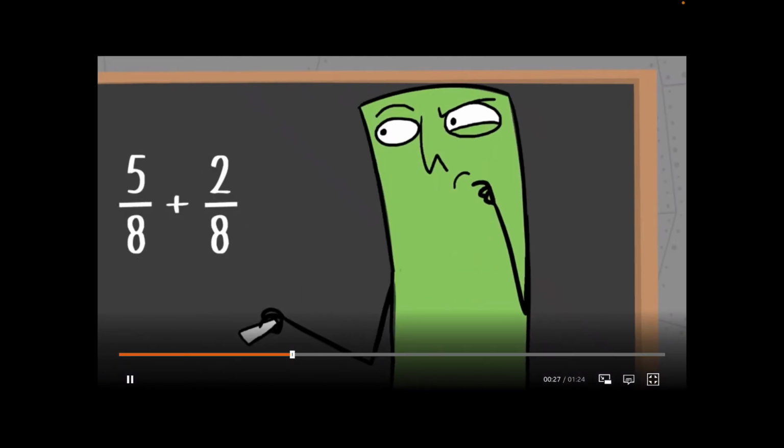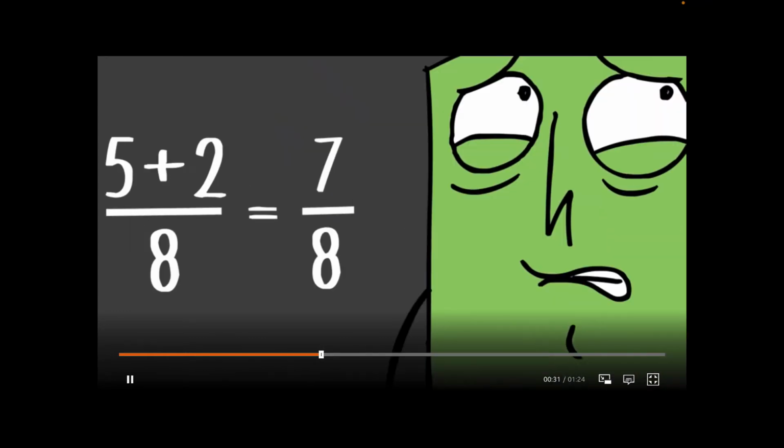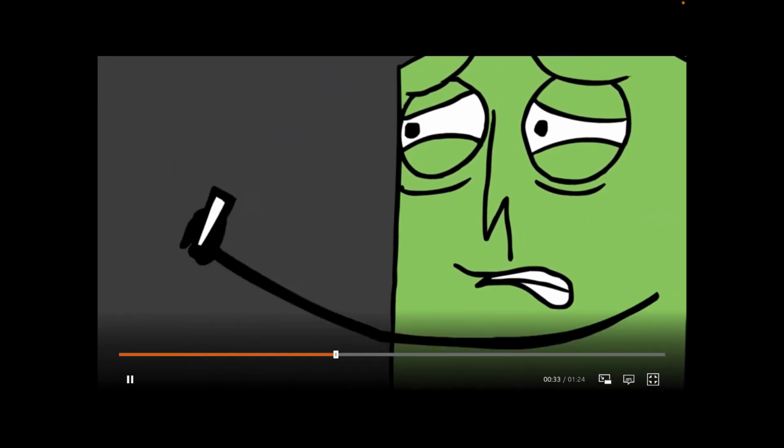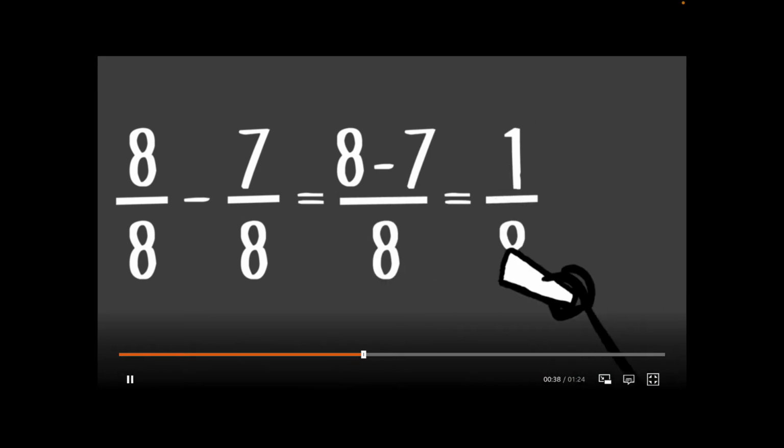To add fractions that have the same denominators, you add together the numerators. And if you started with 8/8 and you've used 7/8, how much fuel do you have left to get home?